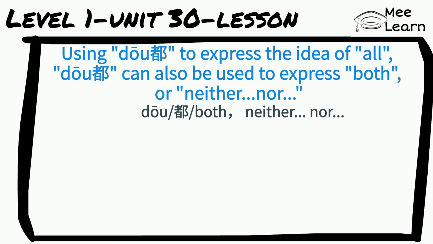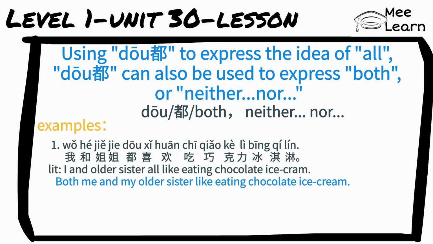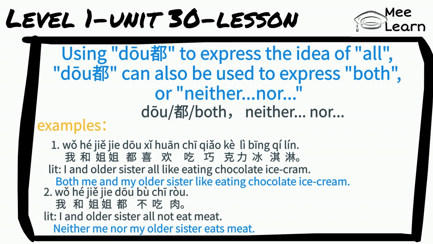Let's look at some examples with 都 used as both or neither nor. For example, 我和姐姐都喜欢吃巧克力冰淇淋。Literally, I and older sister all like eating chocolate ice cream. Both me and my older sister like eating chocolate ice cream. 我和姐姐都不吃肉。Literally, I and older sister all not eat meat. Neither me nor my older sister eats meat.